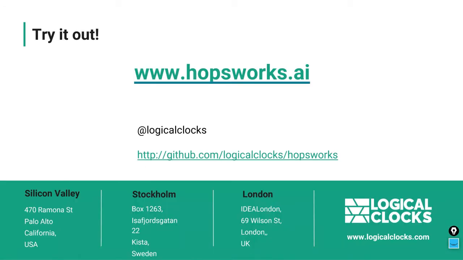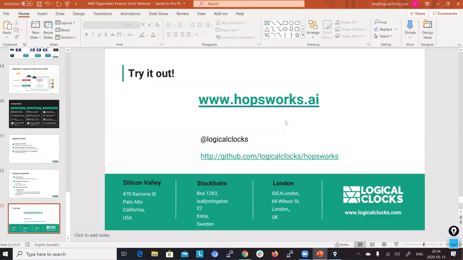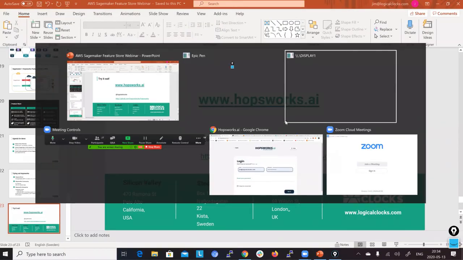The platform is available at hopsworks.ai. I'm going to go there to do the demo. But you can follow us on Twitter at Logical Clocks, and we are an open source platform. So if you go to logicalclocks/hopsworks on GitHub, you can see all the code, and there are lots of example notebooks there in a repo called hops-examples. So let's move over to the demo.